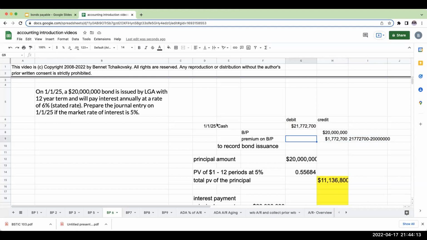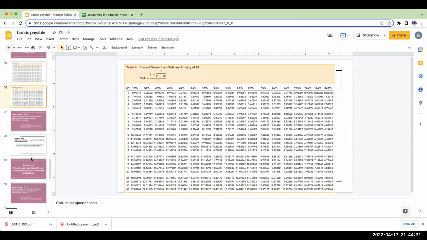Again, if the stated interest rate is greater than the market rate, people are going to want my bond. They're going to be willing to pay more, so they're going to get that market rate of interest. So this is how I handle present value when it comes to a bond with an annual interest payment at a premium.